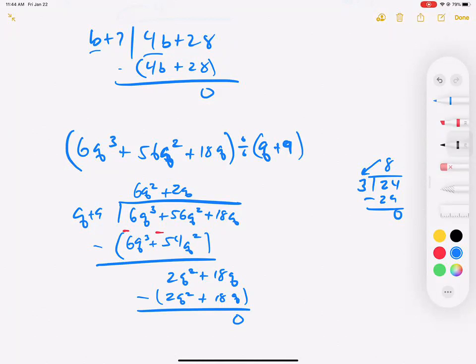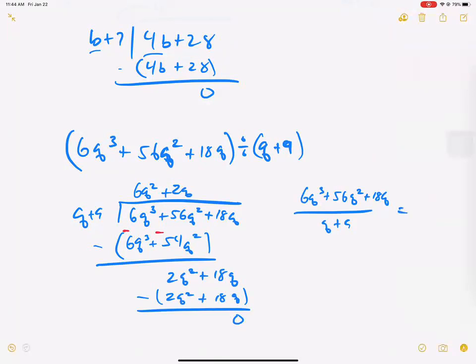Now, if you want to think smarter than harder, you might have noticed a couple of things. First, looking at 6q plus 56q squared plus 18q over q plus 9, I see some terms that seem like easy terms here. Don't they all have a 6? Well, maybe not this one. Okay, they don't all have a 6, do they? No, they don't all have a 6.